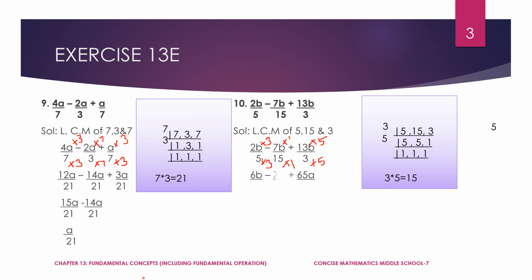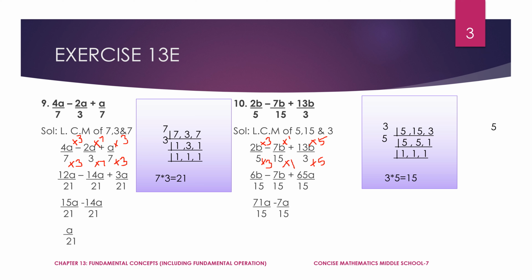Then when you multiply inside, what you get is 3 2s are 6a minus 7 1s are 7b plus 13 5s are 65b. Right? Now add 6a by 15 with 65b by 15 because both are having plus sign. I'm just adding them and I'm getting 71a by 15 minus 7b by 15. I am writing down as it is.